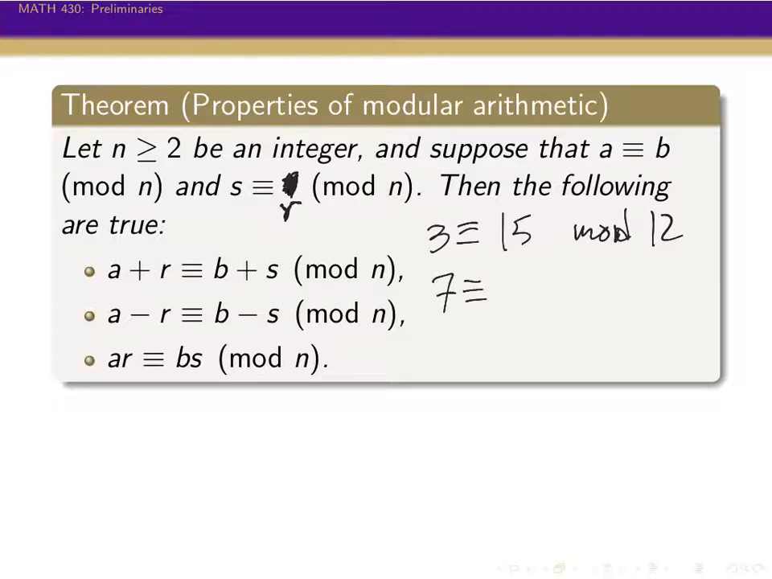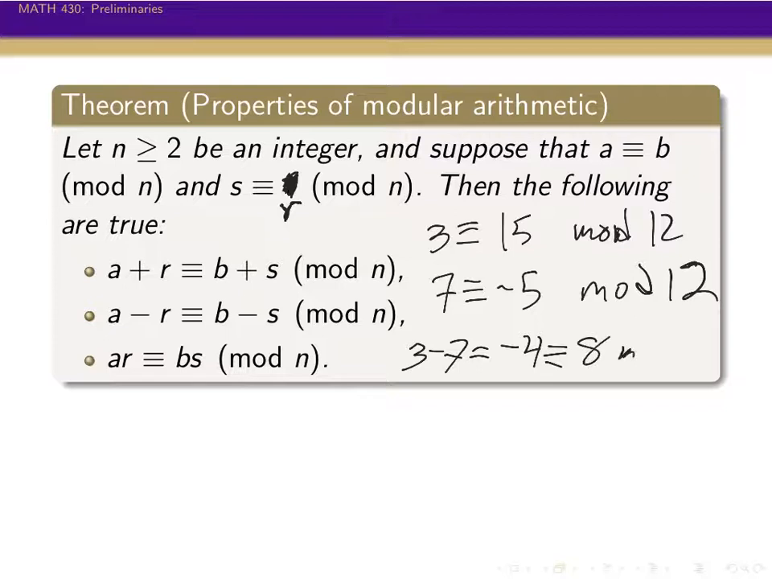7 is congruent to, let's use negative numbers, because this works for integers, and so you can use negative numbers as well. So 7 is congruent to minus 5 mod 12. And so if we do 3 minus 7, that would be minus 4. And I can add 12 to that and get 8 mod 12.